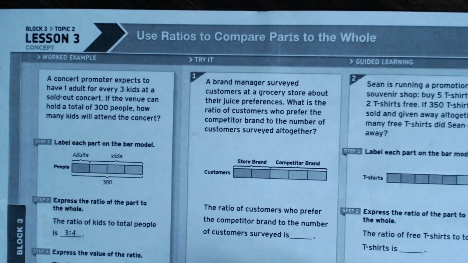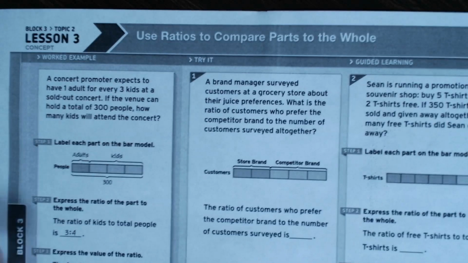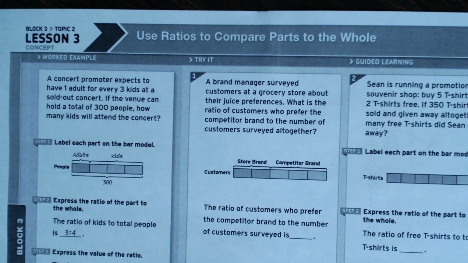I know we went from lesson 1 to lesson 3. We skipped 2 for a reason from this little part of the book. Because 3 is basically the same thing. So, using ratios to compare parts to the whole means compare the individual groups to the altogether group.